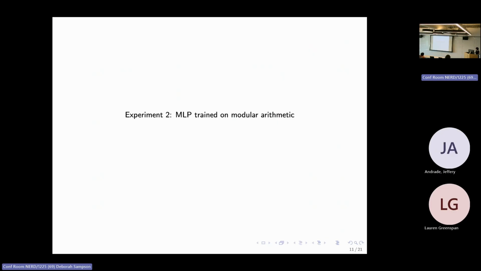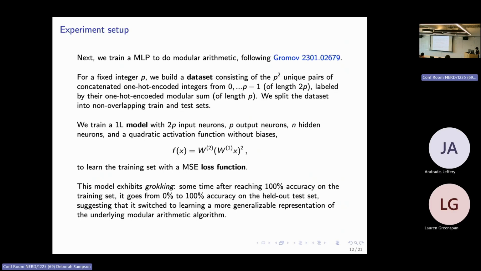Okay, so let me show you now the results for the modular arithmetic experiment. Modular arithmetic is like a hydrogen atom for interpretability: we train an MLP to do modular arithmetic, and we find it has very nice interpretable features. So this experiment by now has been done by many groups. I use the conventions in this paper by Gromov, who has an especially pedagogical presentation of the learned function.